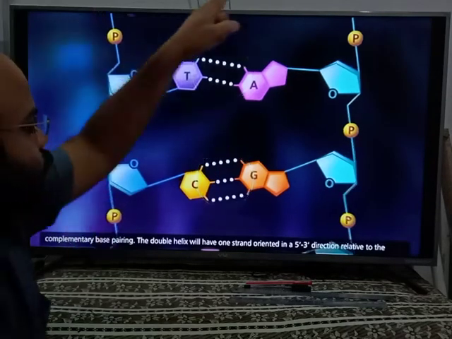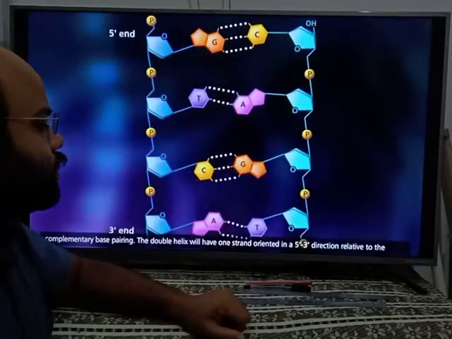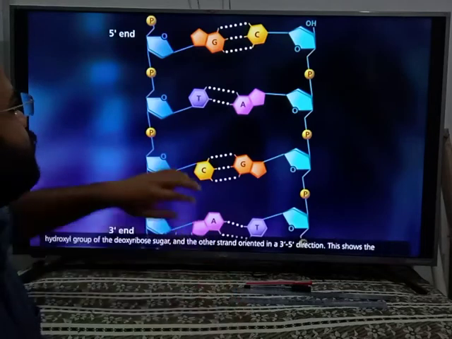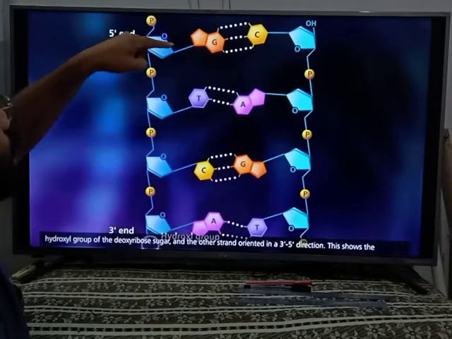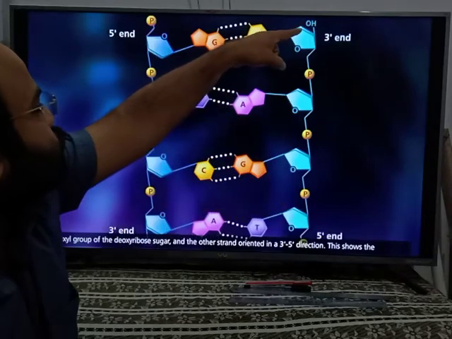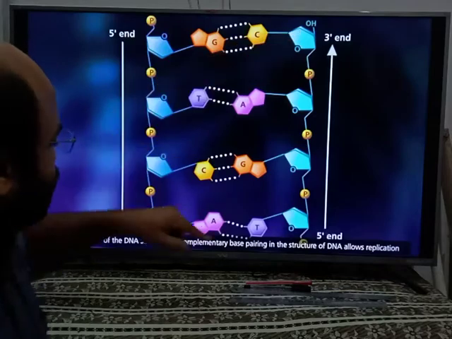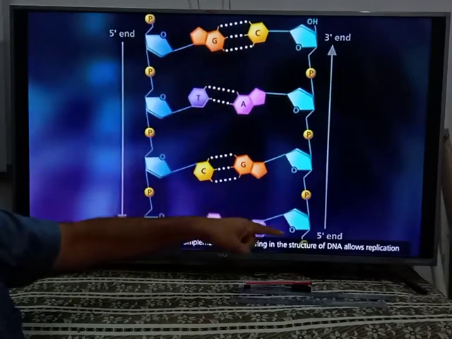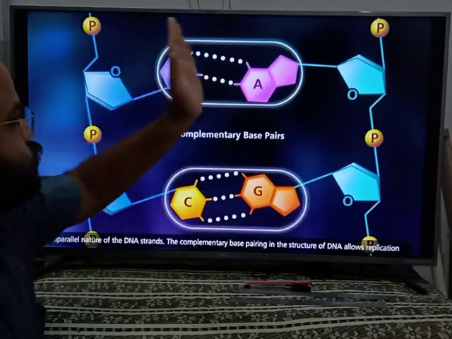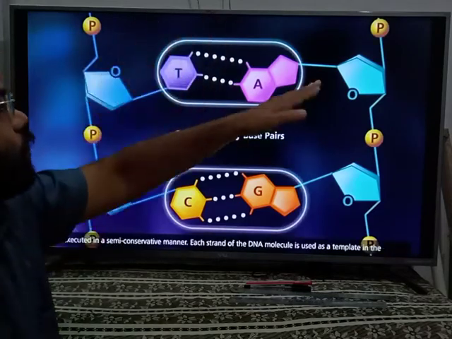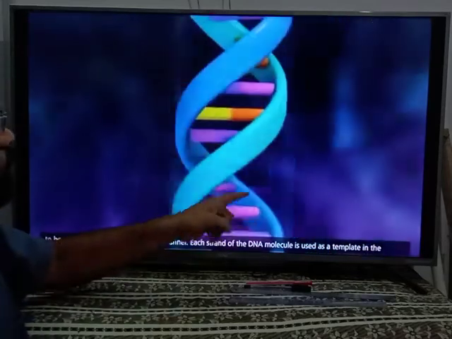See, these are 2 opposite polynucleotide chains of a double stranded DNA. One is 5 prime to 3 prime end, the other is 3 prime to 5 prime end. Both are anti-parallel to each other, and the opposite nucleotides are complementary base pairing according to the nitrogenous base.